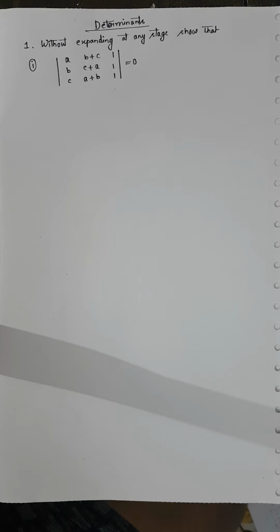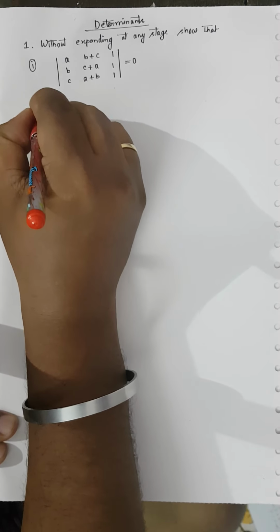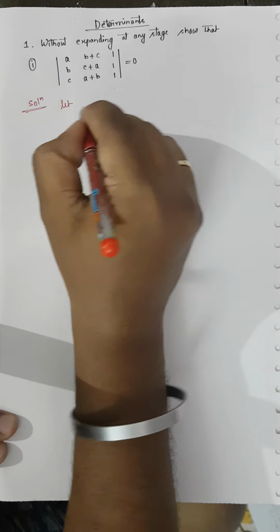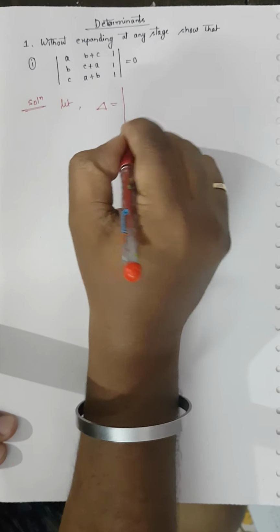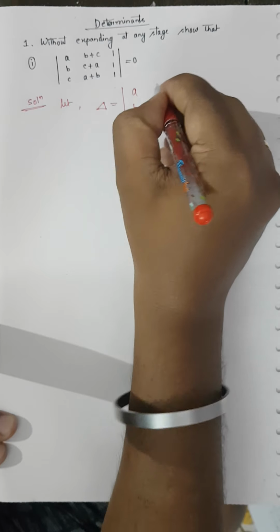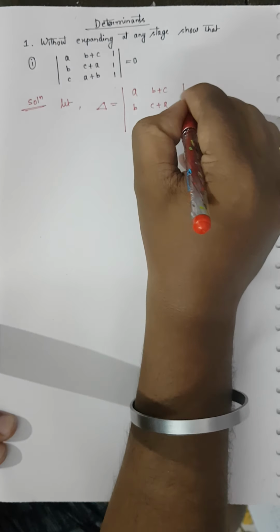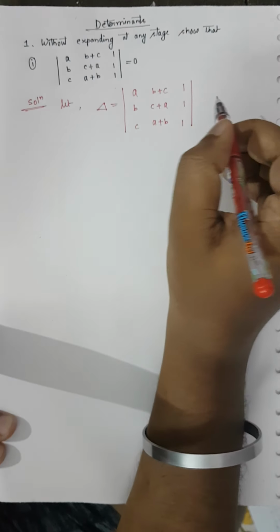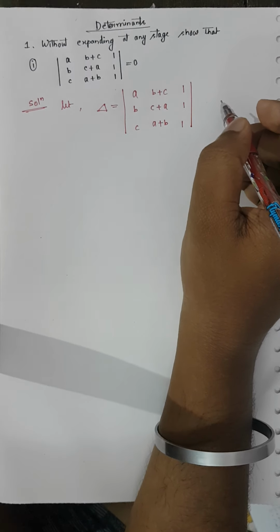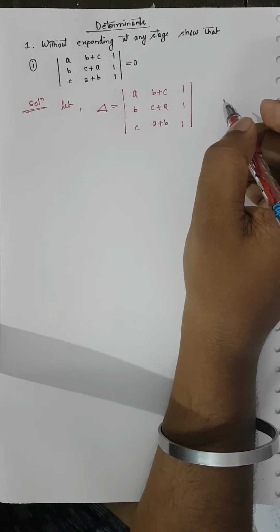We know that the value of a determinant is 0 if the elements of any two rows or any two columns are identical, or if the elements of any row or any column are all equal to 0. Now start. Let del is equal to the determinant of a, b, c, b plus c, c plus a, a plus b, 1, 1, 1. So keep in mind that if any two rows or any two columns are identical, then the value of the determinant will be equal to 0.